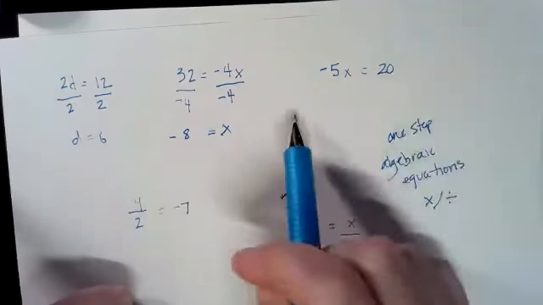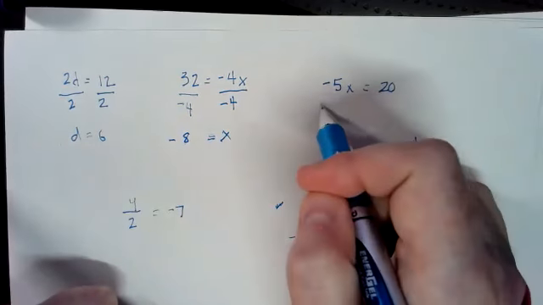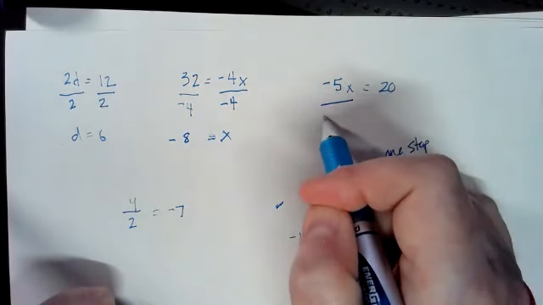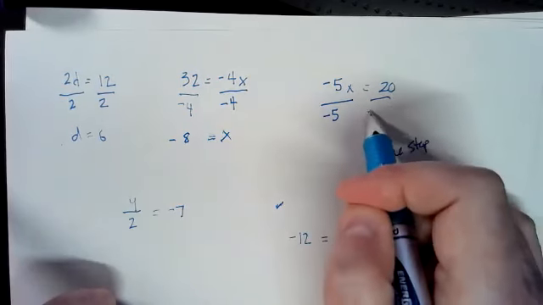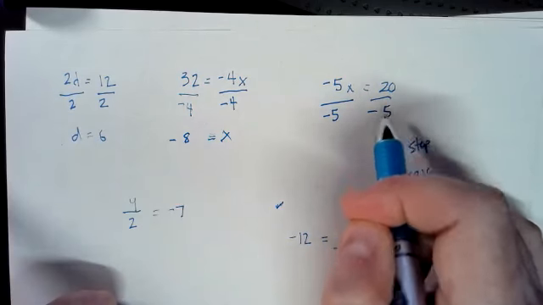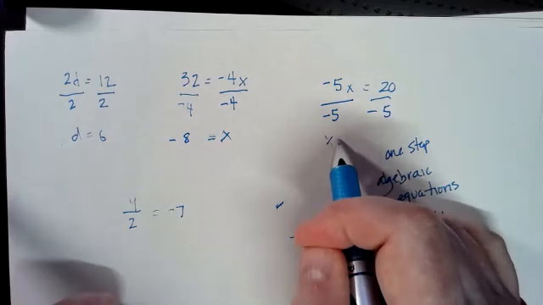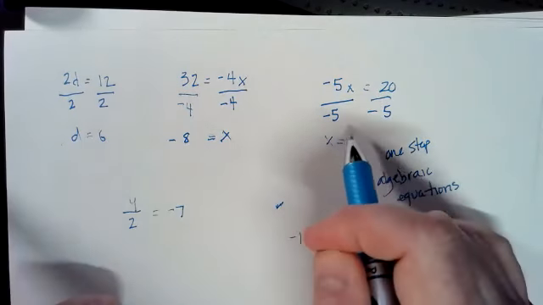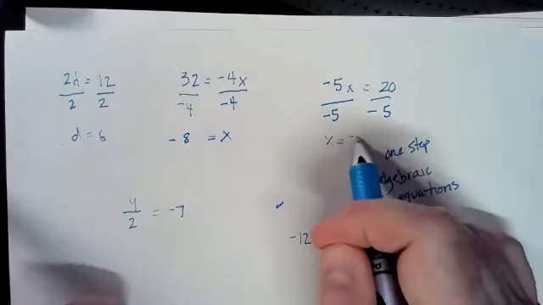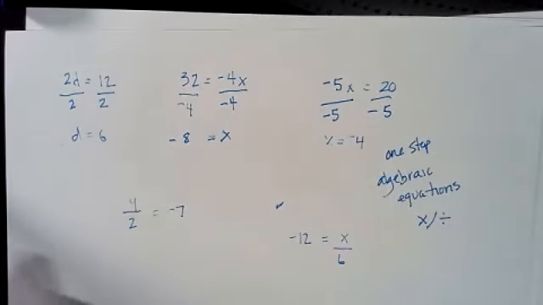All right, let's try -5x equals 20. We're going to separate -5 from x. So we're going to divide out -5. Divide out -5. The 5s are gone. That leaves us with x. 20 divided by -5. Good guy leaves town. Bad for town. -4. X equals -4.